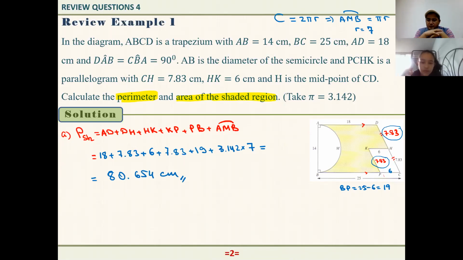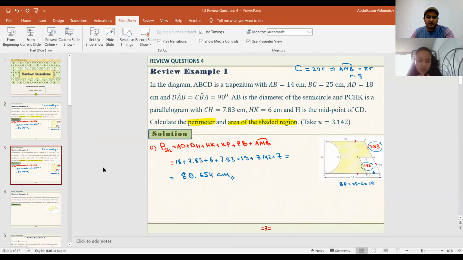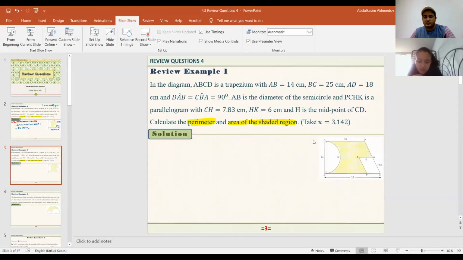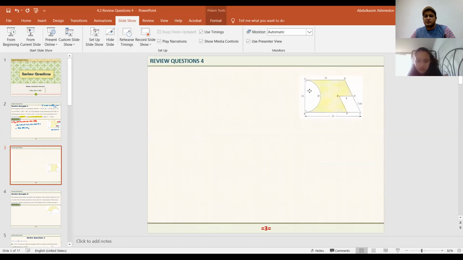Is it done, or we need to solve one more question? One more question, right? What is the next question? Find the area of the shaded region. Okay, we need more space for this area now. I don't need this. Just need this thing.